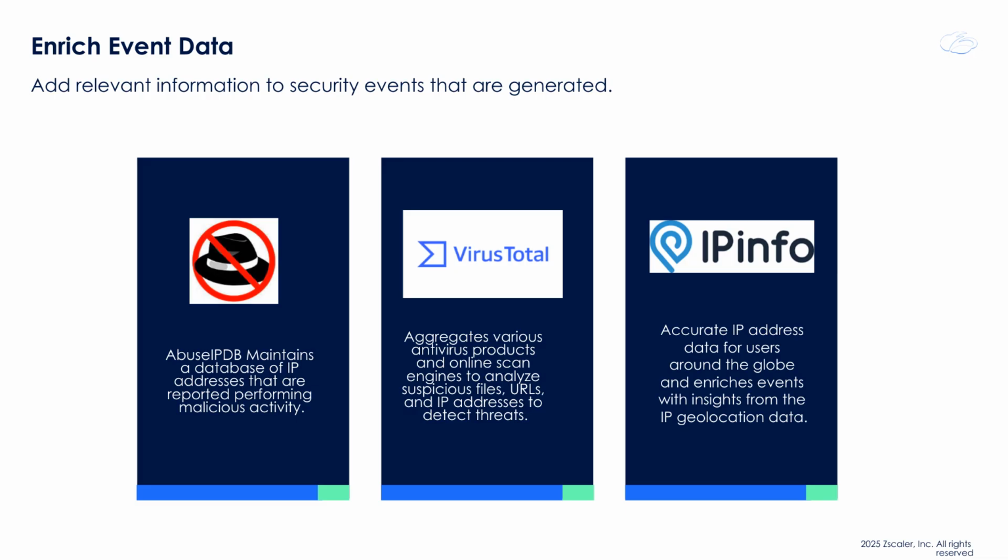An important thing to note is that deception can be integrated with various third-party data enrichment solutions, such as AbuseIPDB, VirusTotal, or IPInfo, to add relevant contextual information to security events generated in the Deception Admin Portal. It is recommended that you do this where possible, so that the Deception Admin Portal security events can be as useful as possible to your security team, so they can more effectively deal with attackers.